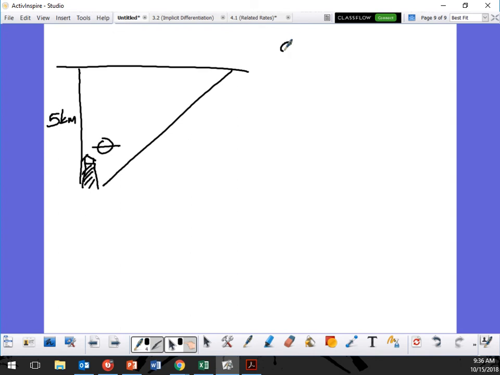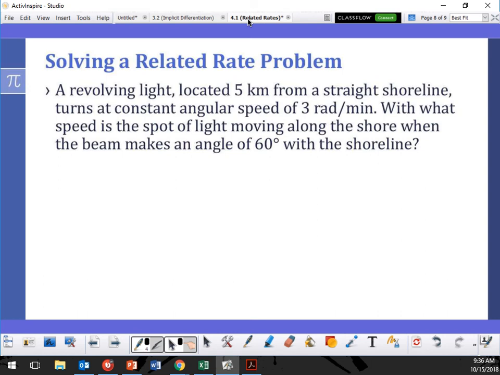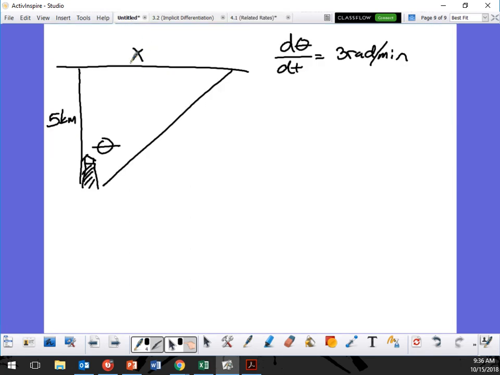So I know that's going to be dθ/dt is 3 rad per minute. With what speed is the spotlight moving along the shore when the beam makes an angle of 60 degrees with the shoreline? So let's see. We're looking at an x here, and we know it's going this way, right? And this is going to be 60 degrees here when it makes 60 degrees with that shoreline.